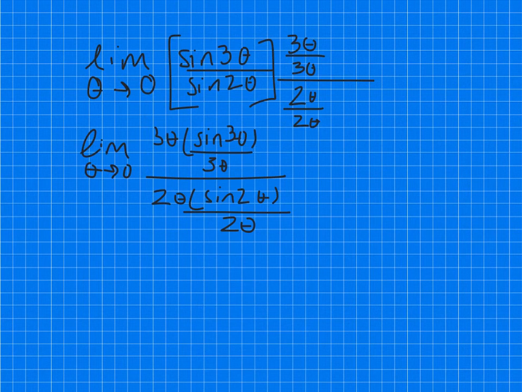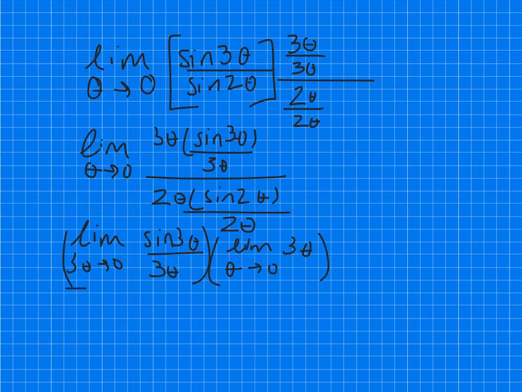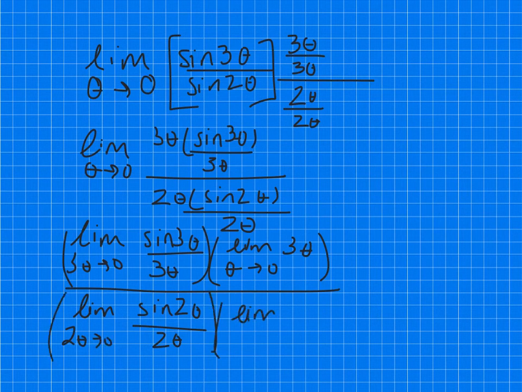You're going to split it again. So this becomes the limit of sine 3 theta over 3 theta as 3 theta approaches 0, times the limit of 3 theta as theta approaches 0, all over the limit of the sine of 2 theta over 2 theta as 2 theta approaches 0, times the limit of 2 theta as theta approaches 0.